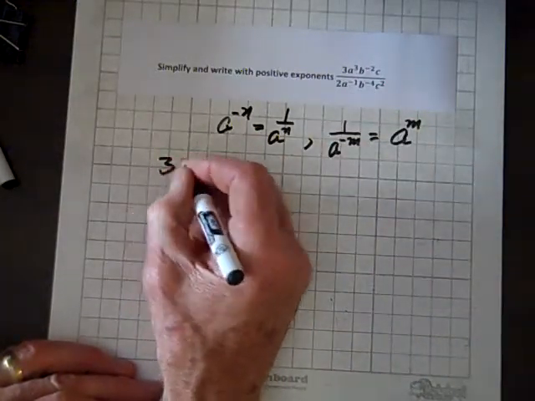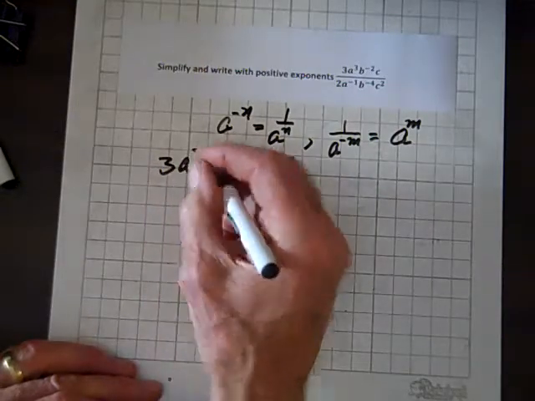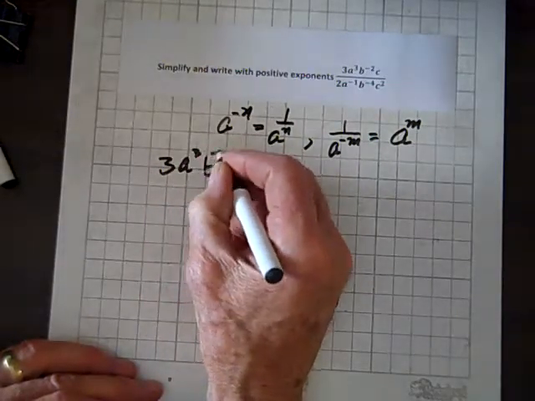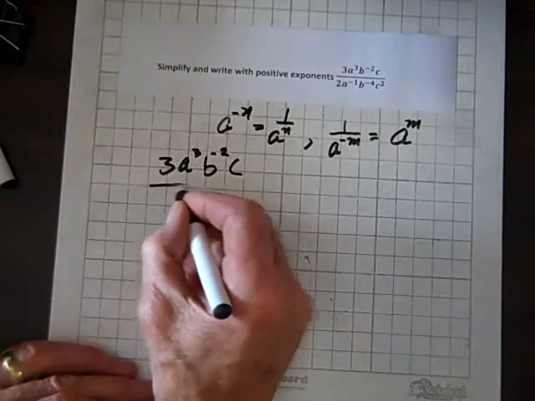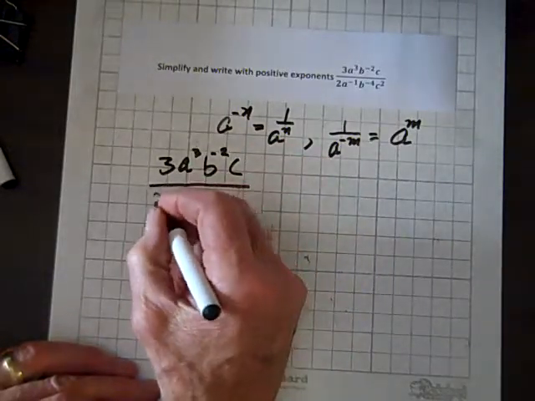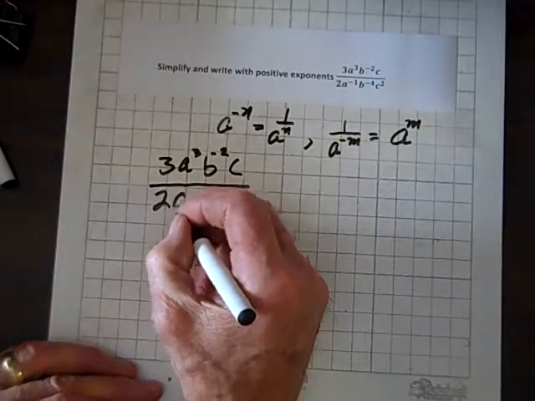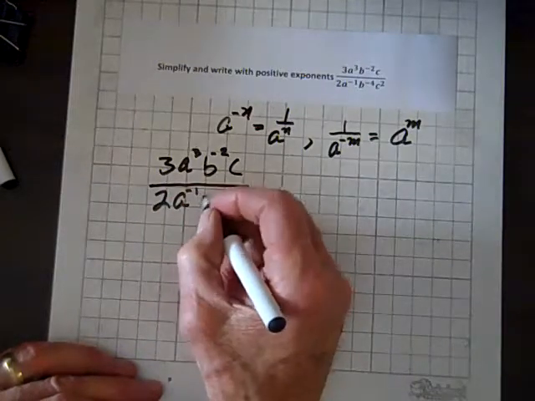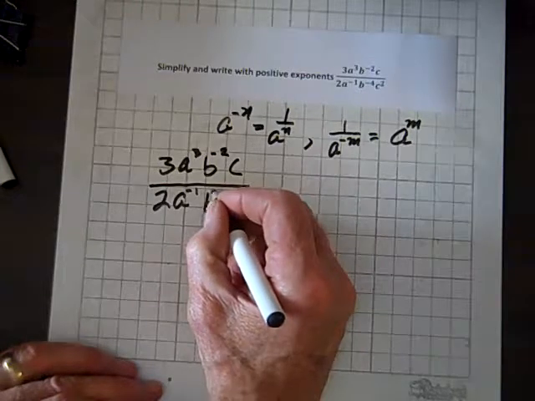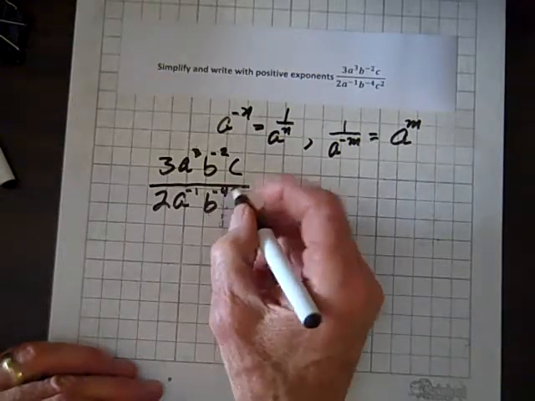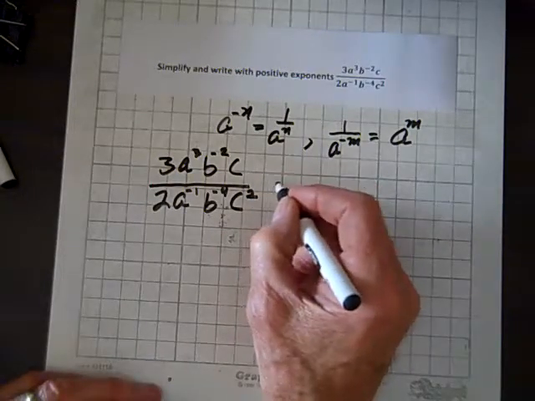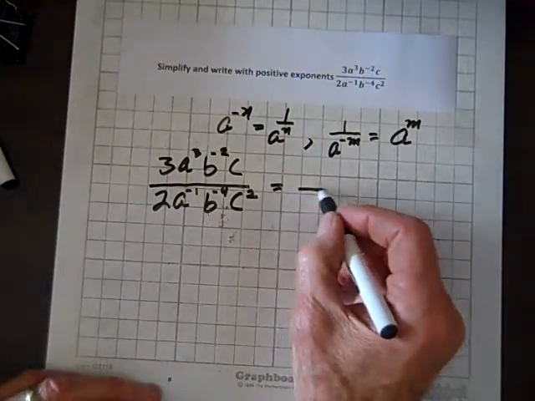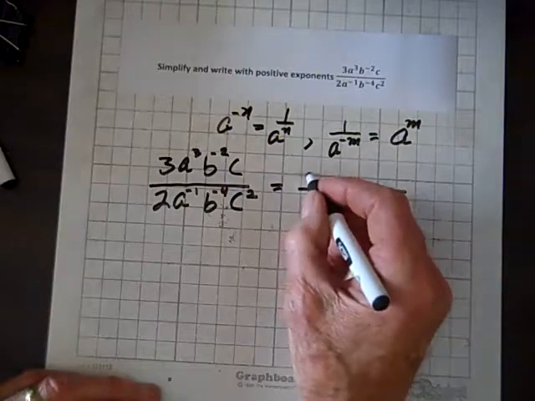So we've got 3a cubed b to the negative 2c over 2 a to the negative 1 b to the negative 4 c squared. Well, nothing's happening with the 3 and the 2. They remain as they are.